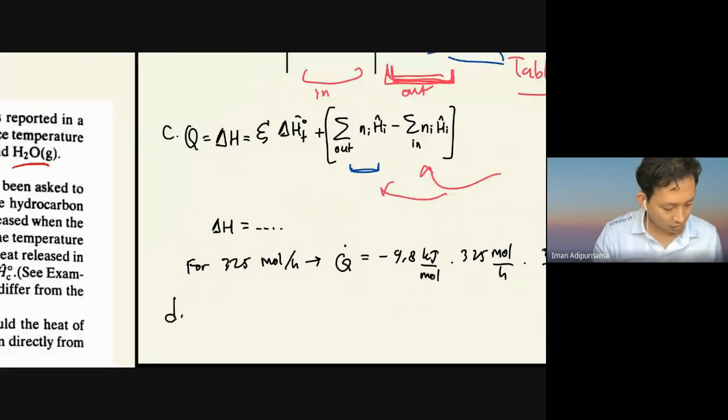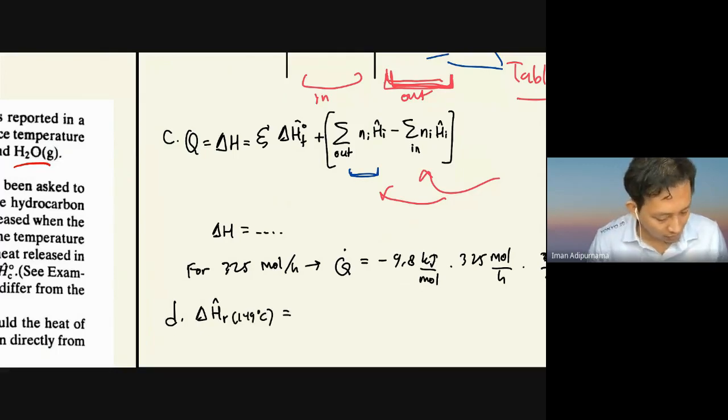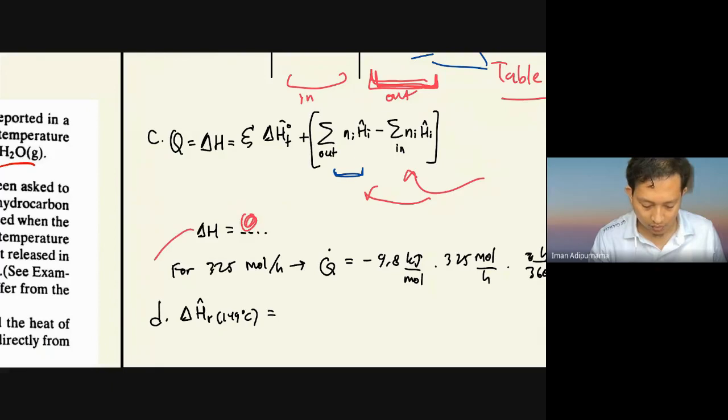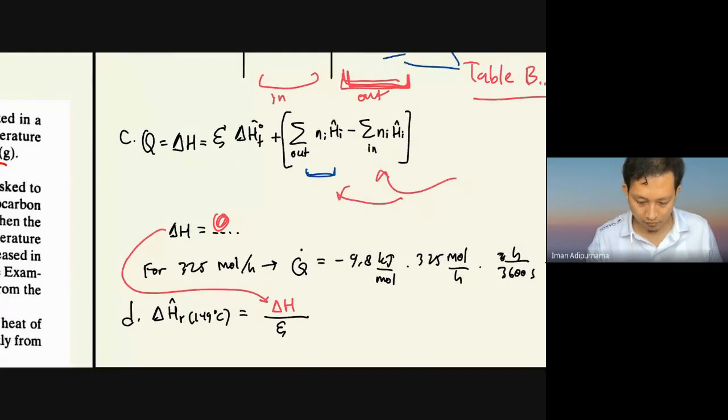Part D is use your calculated result to determine the heat of isomerization. So this is the delta HR for 149 degrees Celsius. And this is actually the delta H here, divided by the extent of reaction.